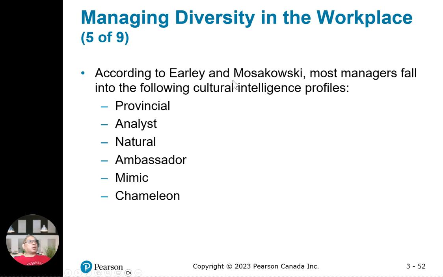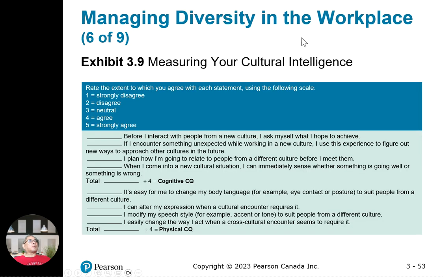According to Earley and Mosakowski, most managers may fall into the following cultural intelligence profiles: provincial, analyst, natural, ambassador, mimic, and chameleon. I'm mostly an analyst. This is what I've been trained for the last 40 years. Managing your cultural intelligence, this is an example of a way with which you can agree with that, okay? Before I interact, and all the details are here, all right?